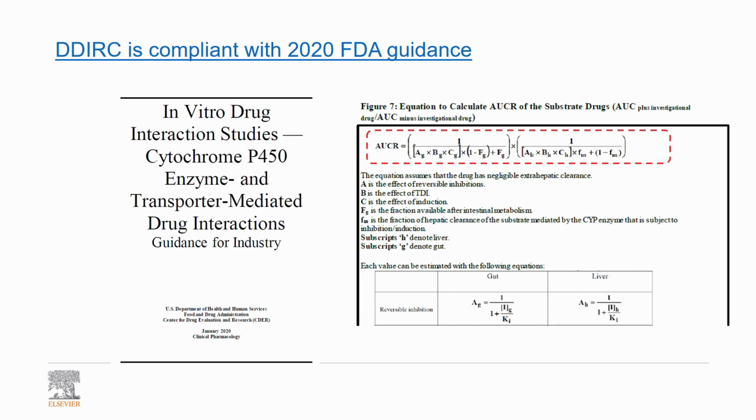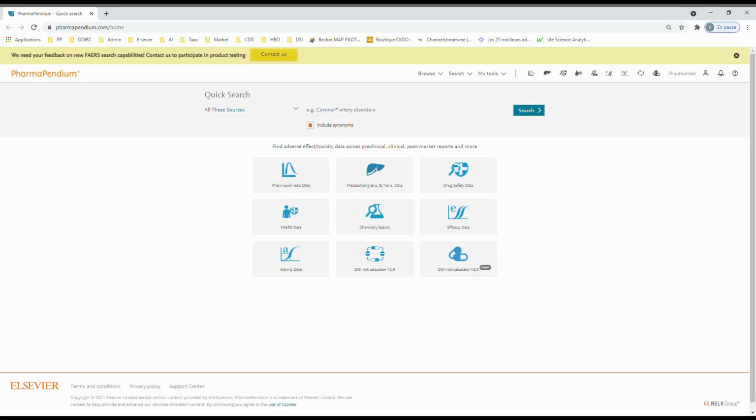Instead of telling you more about the tool in this way, I'd like to show you exactly how this tool works. Let's use drug-drug interaction within the PharmaPendium suite. By clicking there, I will access directly the drug-drug interaction risk calculator. I will access directly my own environment where I have the different projects that I'm working on.